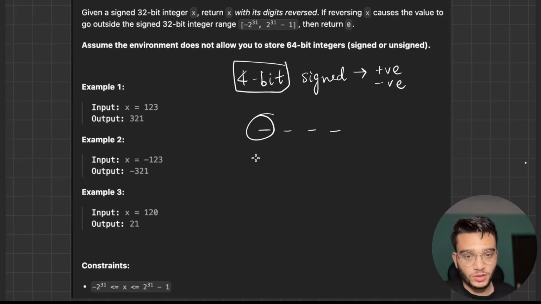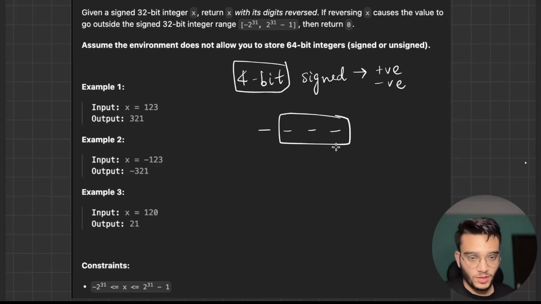This first bit is usually called the sign bit. If it is 0, then the number is positive, and if it is 1, then the number is negative. Okay, so positive means 0 and negative means 1. The rest of these 3 bits represent the actual magnitude, the actual value of your integer.